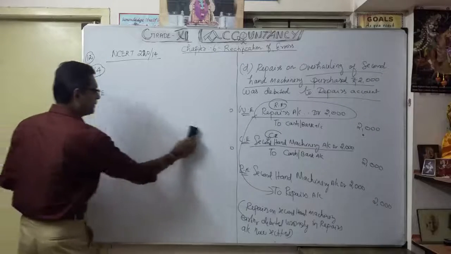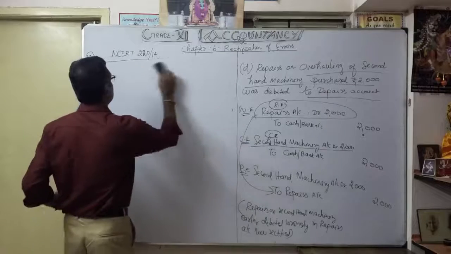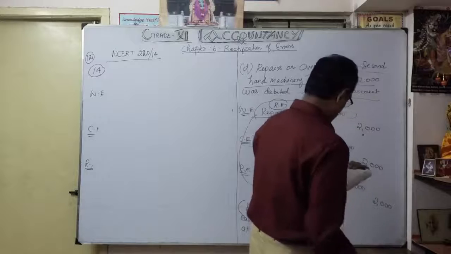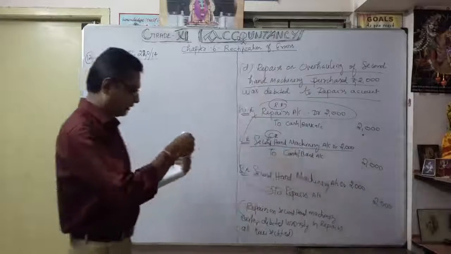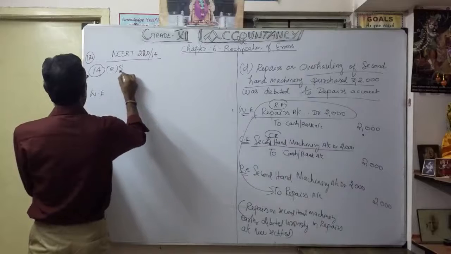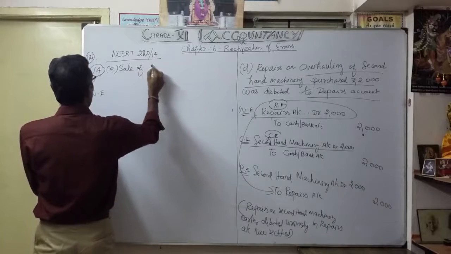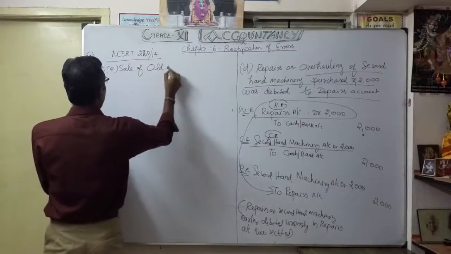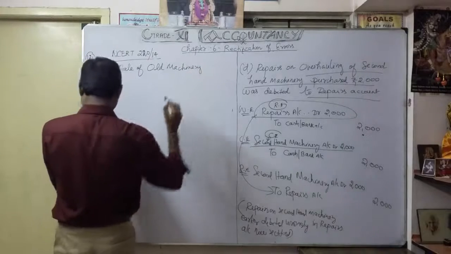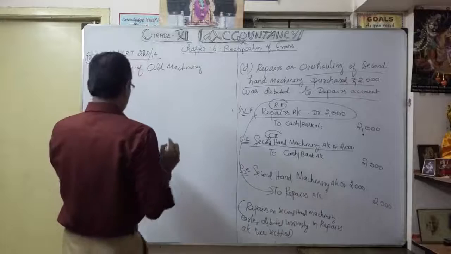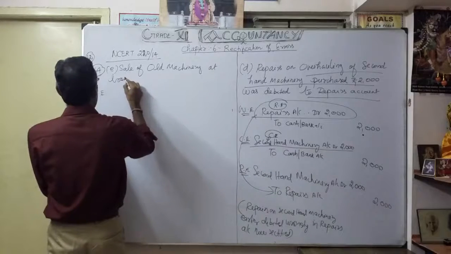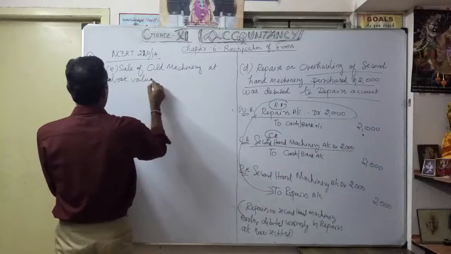Okay, so what is the final transaction? They consider it a sale of old machinery. Okay, so what is the final one? Sale of old machinery. Okay, sale of old machinery at book value.